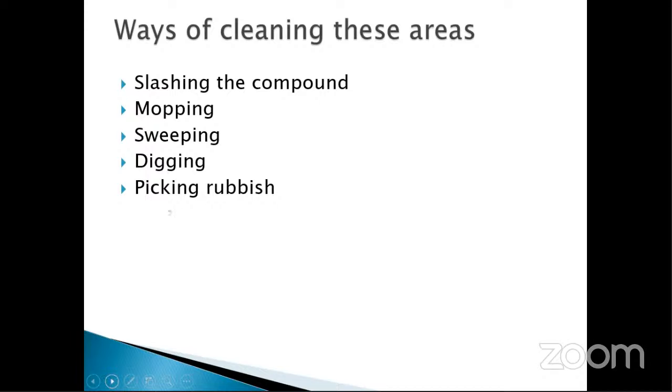As simple as that. We also have this one, spraying. You can clean the place by spraying. When you spray, you're killing the dangerous insects, which can bring diseases.